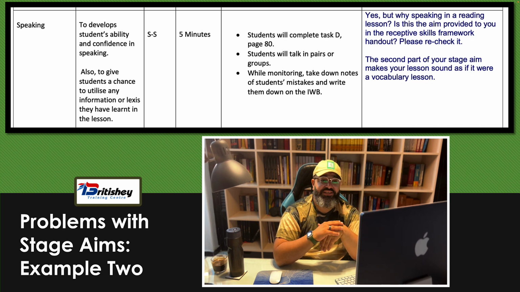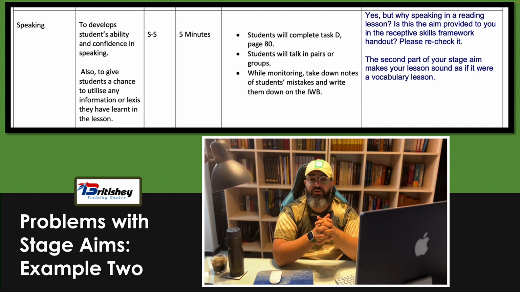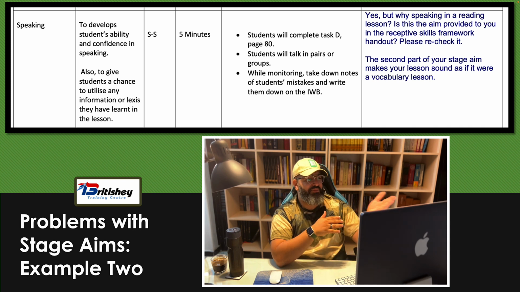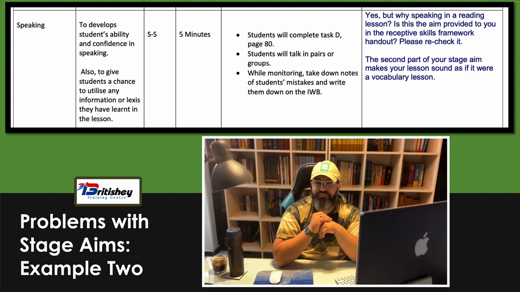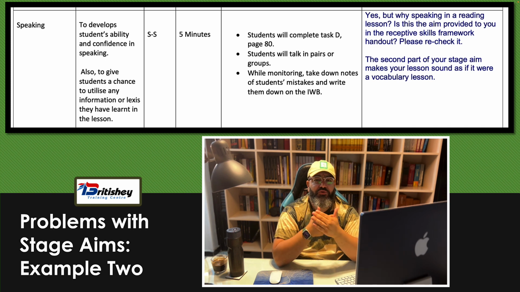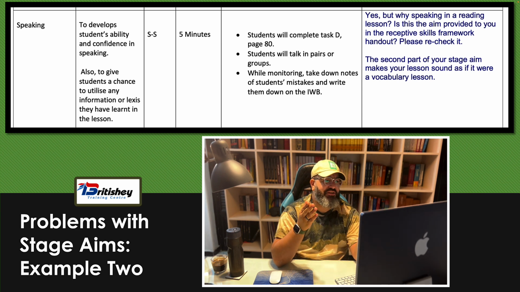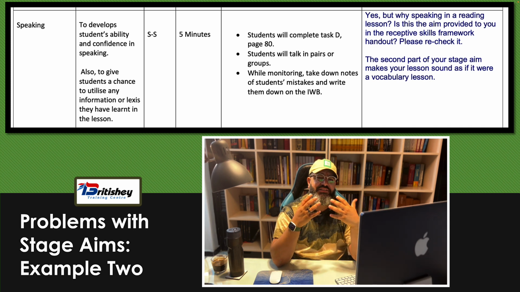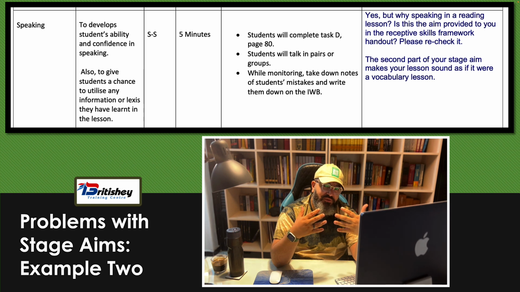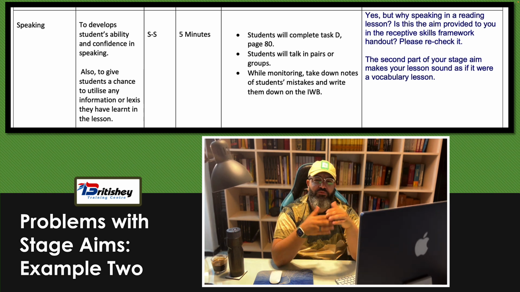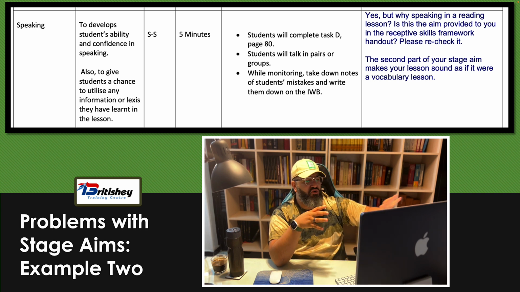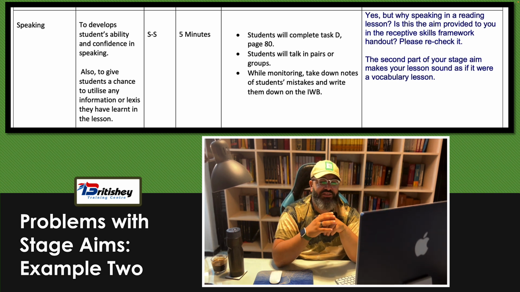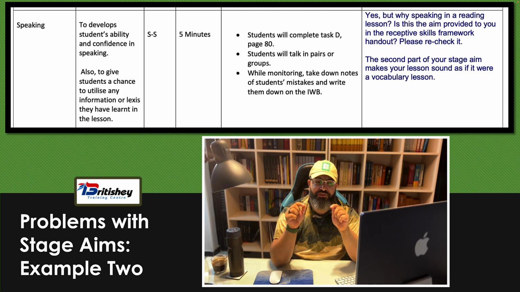For the first one I said, yes, but why speaking in a reading lesson? Because this is taken from a reading lesson. Then why do we have speaking in a reading lesson? Because he said to develop students' ability and confidence in speaking, but this makes it sound as if the main aim of the lesson were speaking. But actually no, the main aim was reading in this lesson. So this was not the right way to write it here. And that's why I said to my candidate, if this is the aim provided to you in the Receptive Skills Framework handout, please recheck it.